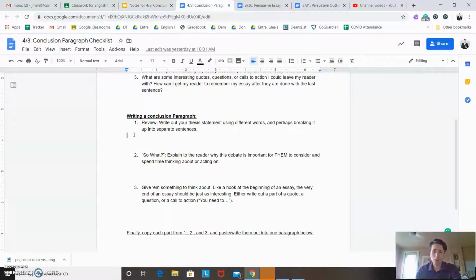I don't want to just copy it word for word because that's not interesting to my reader. That just sounds repetitive. So in conclusion, in our public schools, students should not be forced to wear uniforms. I'm going to go ahead and break this up into a couple of different sentences, even though my thesis in my intro paragraph is only one sentence long.